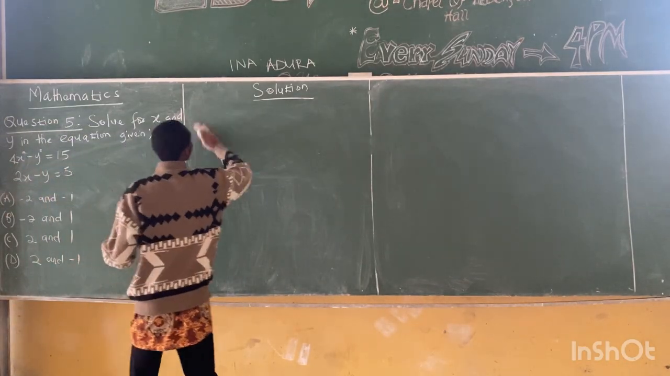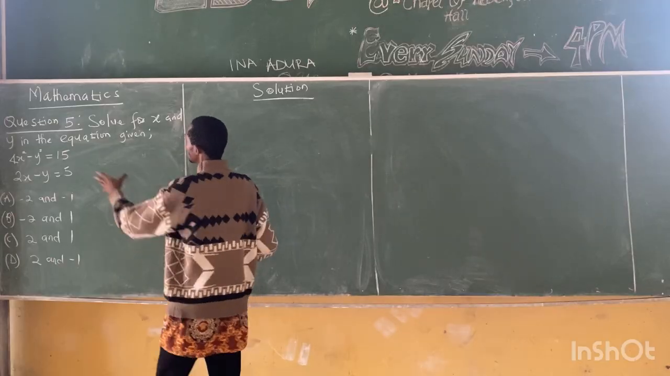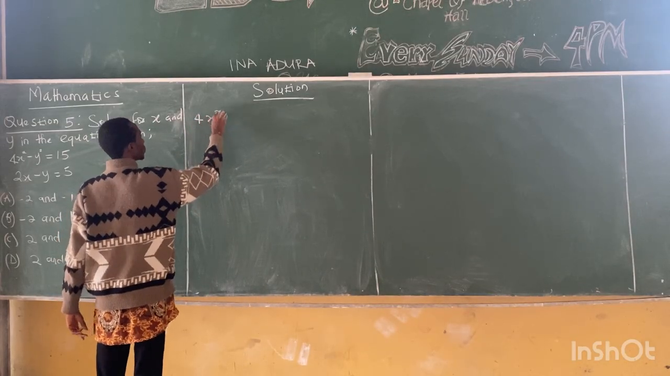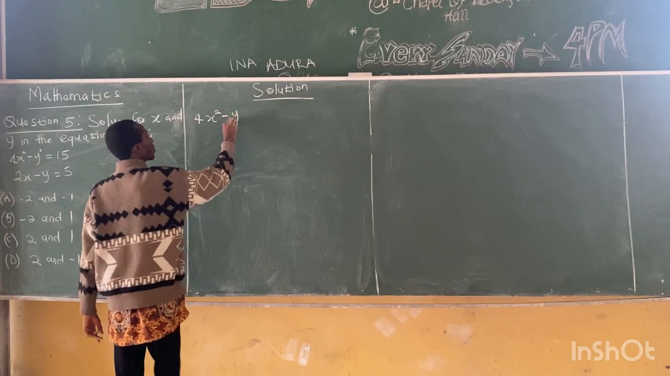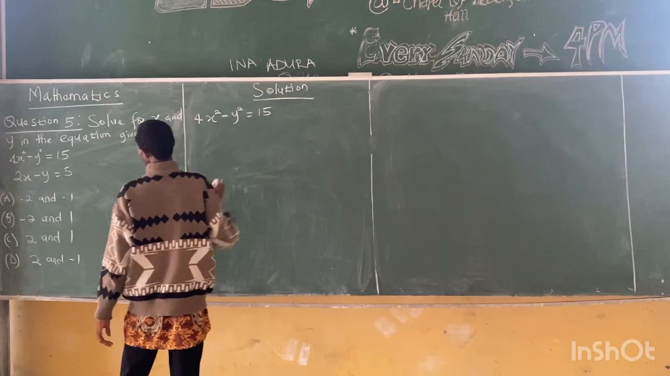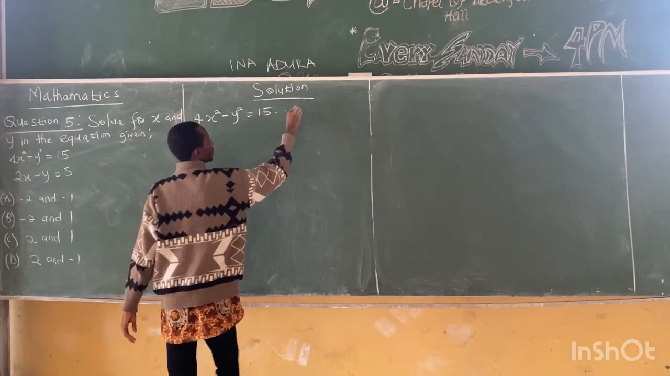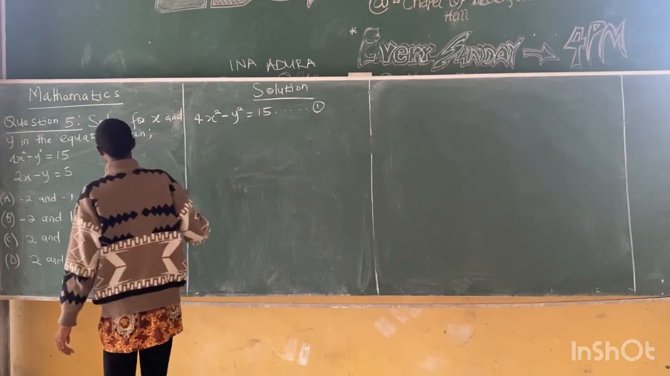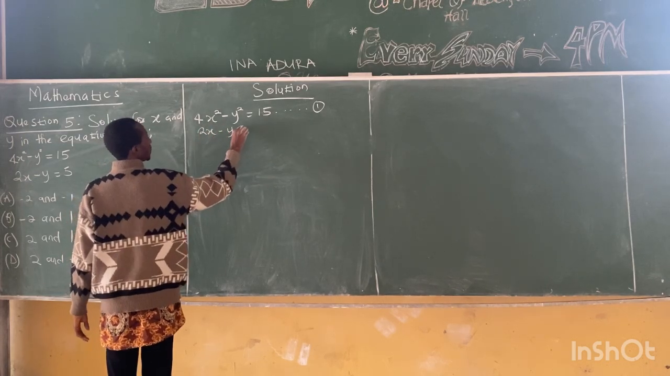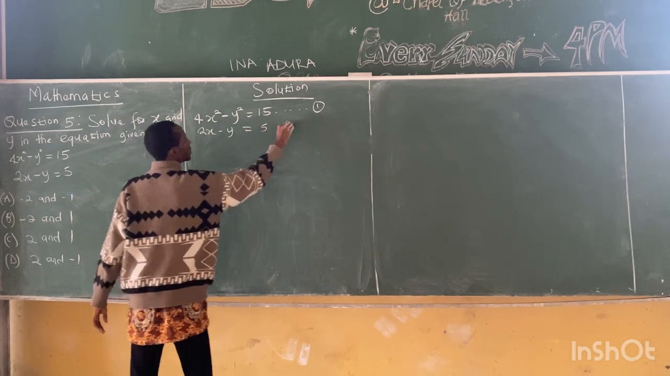Solution. We pick the first equation, 4x squared minus y squared equal 15. Let's call this our equation 1. And you have 2x minus y equal 5. This is our equation 2.